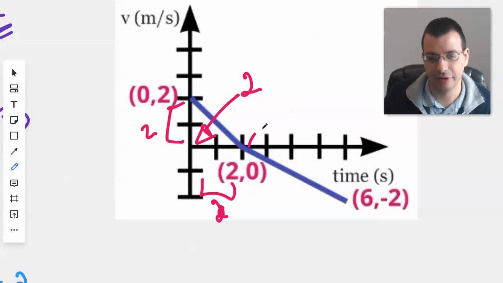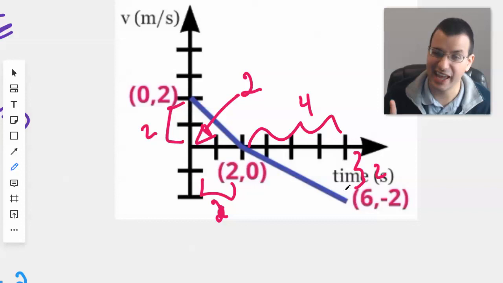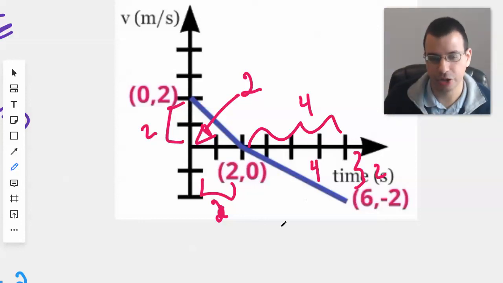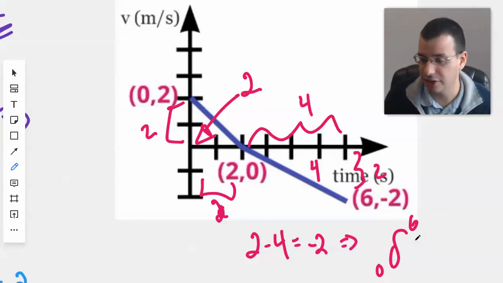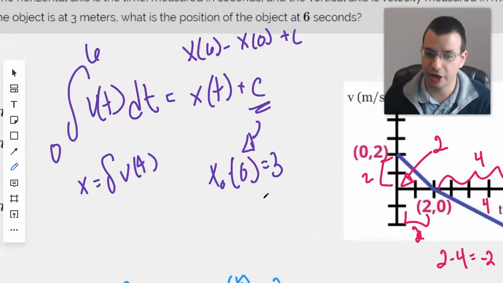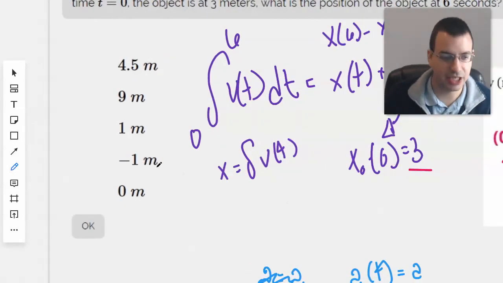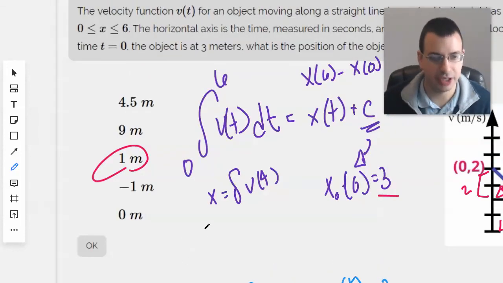We have 4 here. 2 here. 4 times 2 is 8. 8 divided by 2 is 4. 2 minus 4 equals -2. Therefore, the integral from 0 to 6 of v of t equals -2. So we do -2 plus our initial condition c right here. So we have -2 plus c is 1. And so the answer to this will be 1.